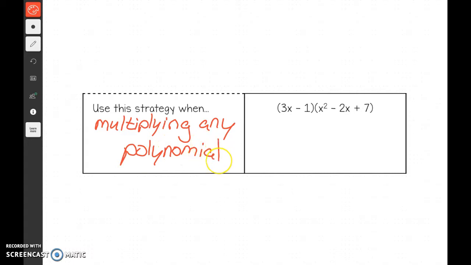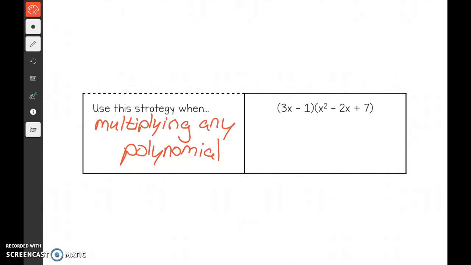All right, we use this strategy when we're multiplying any polynomial. Now, in this specific case, you guys are right. We're multiplying a binomial times a trinomial. This is just one instance. You can do this with binomial times binomial, monomial times trinomial, monomial times monomial, monomial times binomial. I mean, the possibilities are endless. And no matter how many terms you got, this will always help you get it in the correct order so that you can work it out.